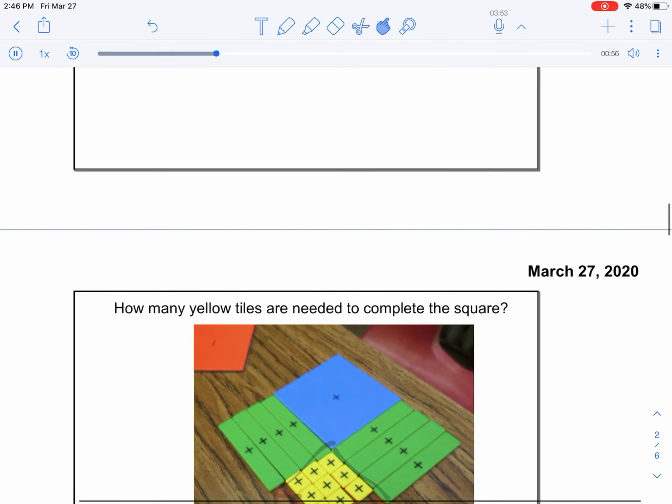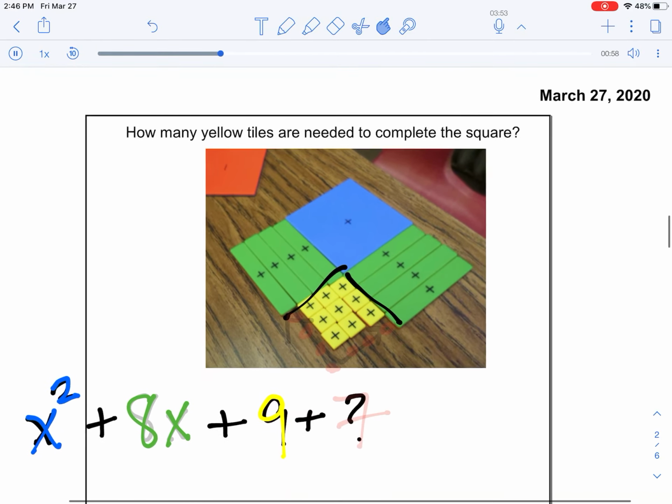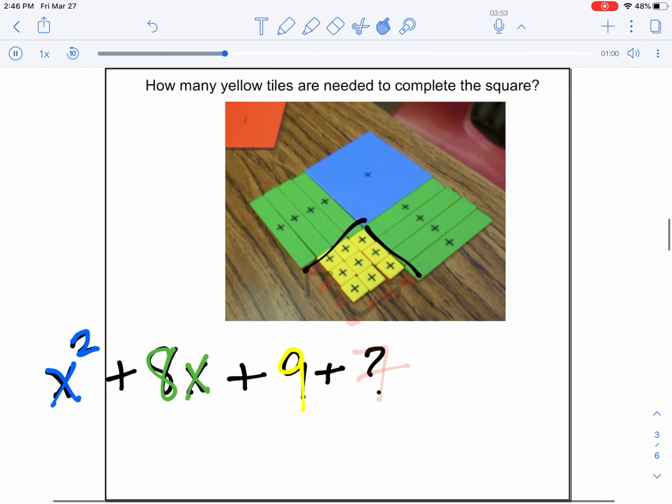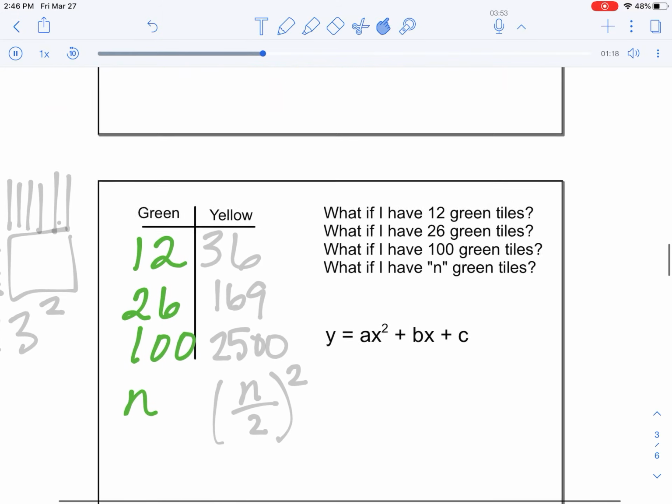What if I have 4 on this side and 4 on that side? So 8 tiles. How many individual yellows do I need? Well, I already have 9. How many more do I need? I would need a yellow tile here, here, here, and don't forget the corner. So altogether, that is 7 more yellow tiles. And you can play around and see if you can figure out the pattern.